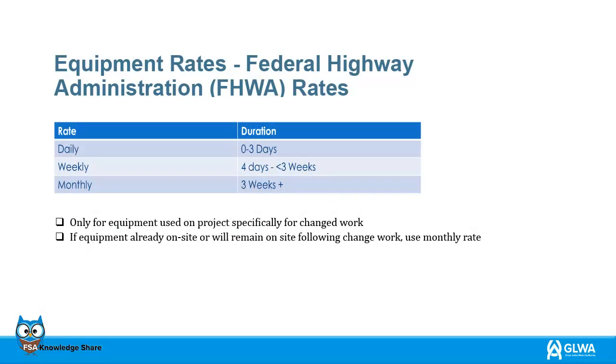The example shown is equipment rates from the Federal Highway Administration. It is shown at daily, weekly, and monthly rates. This is used for equipment that is needed on project, specifically for changed work. If equipment is already on site or will remain on site following change work, use the monthly rate.